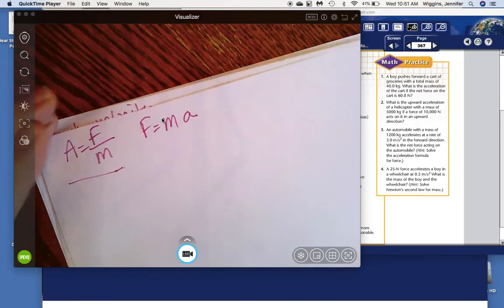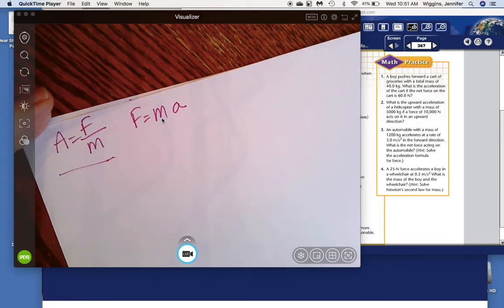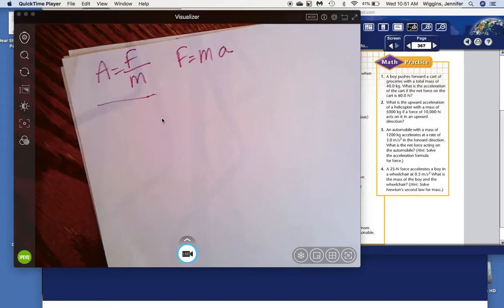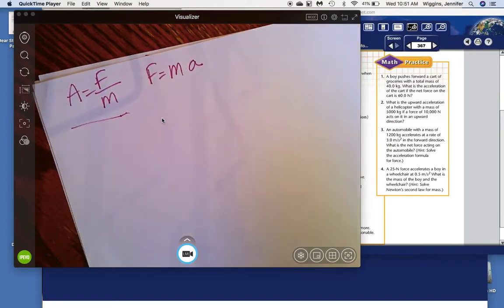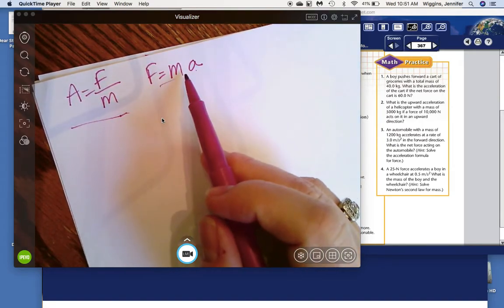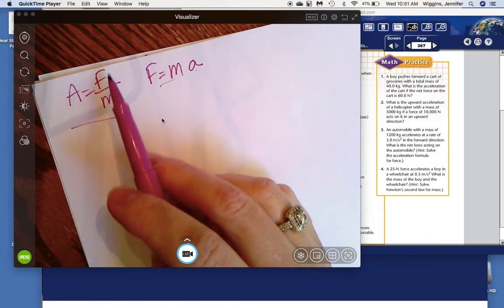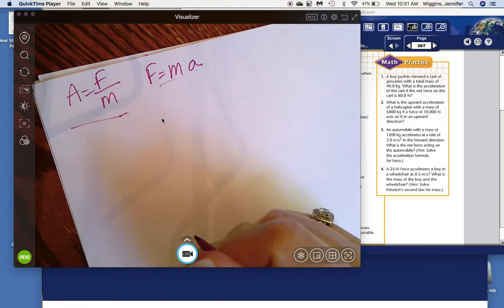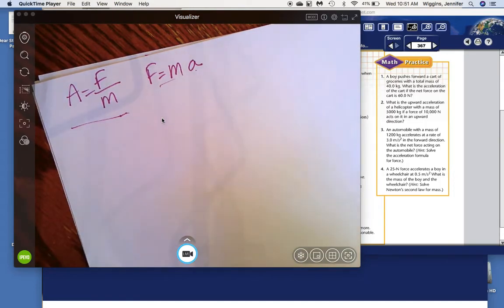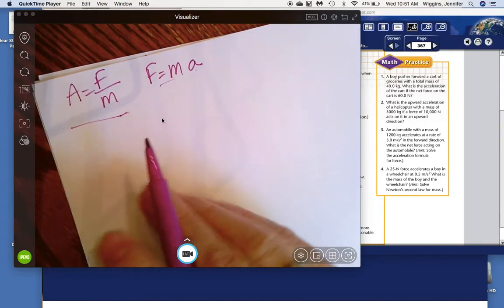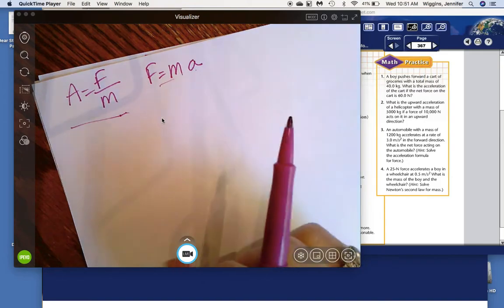Either one of these formulas can be used, and I switch between both of them depending on which one I'm looking for. Sometimes it's easier for me to use this one versus this one because this one's already got division in it. I'm going to go back and forth just to show you, but you can pick one and just use one. It doesn't matter, however you want to do it.